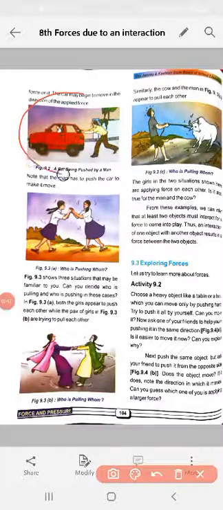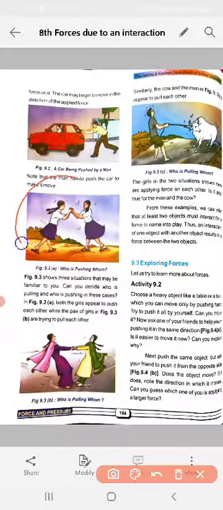in this figure, when the person is pushing the car, there is an impact of the force of the person on the car. The car will move forwards when the person pushes it to make it move.